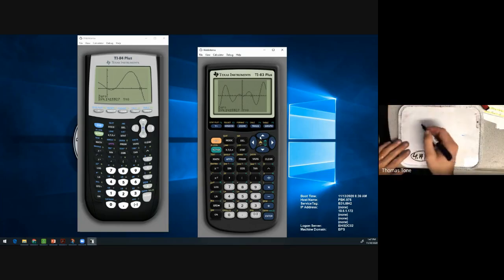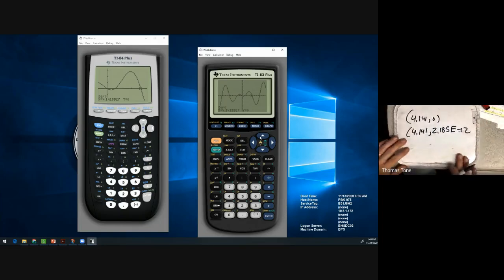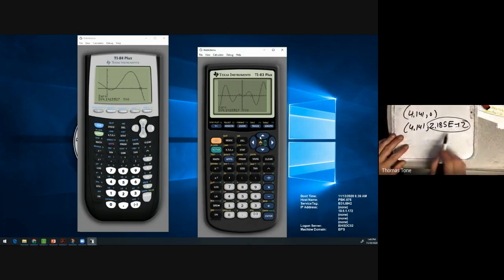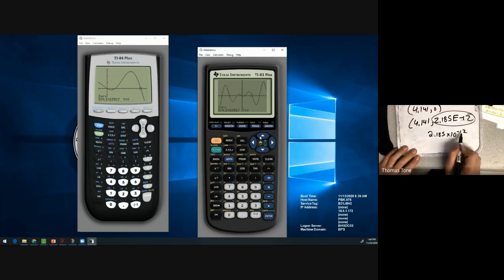All right, here's the thing. I found the same problem earlier. Instead of saying 4.141, 0, my calculator told me 4.141, 2.185 e -12. This is kind of big. You're going to see this at some point. This is scientific notation. It means 2.185 times 10 to the -12, which means move the decimal place 10 spaces to the left. It'd be 11 zeros in front of this. When you see this, never write this number down. This means 0. This is 0.